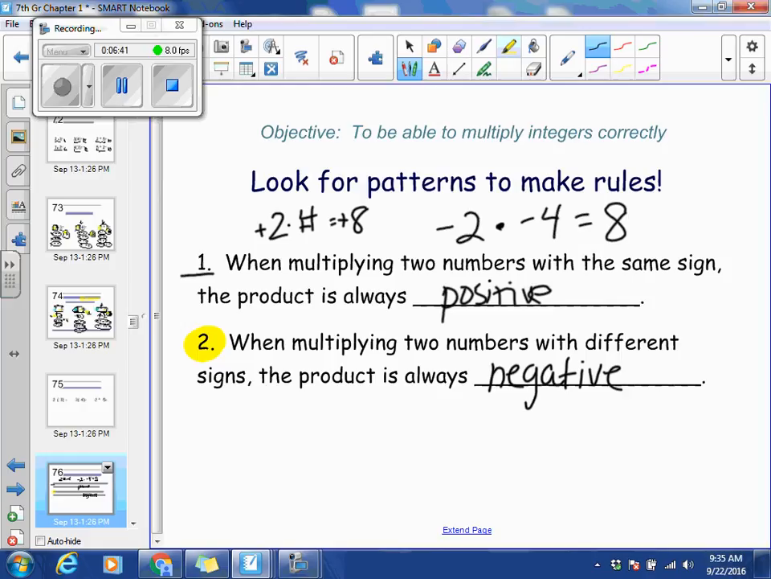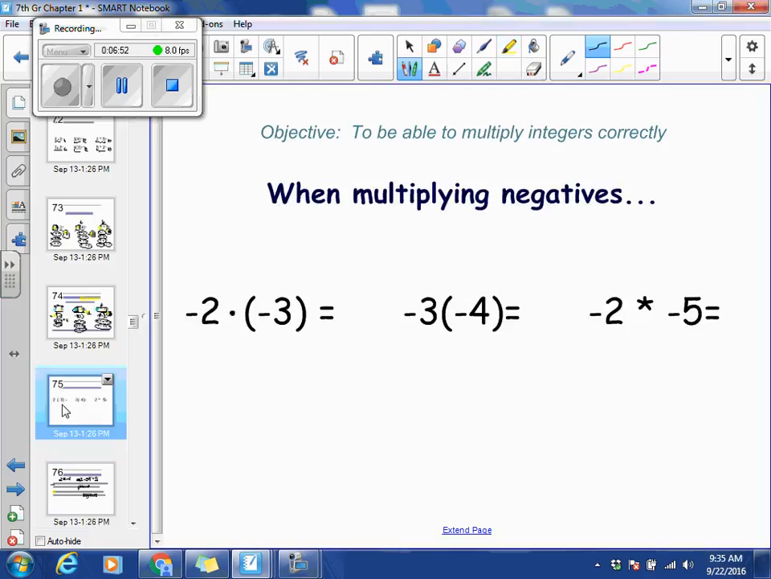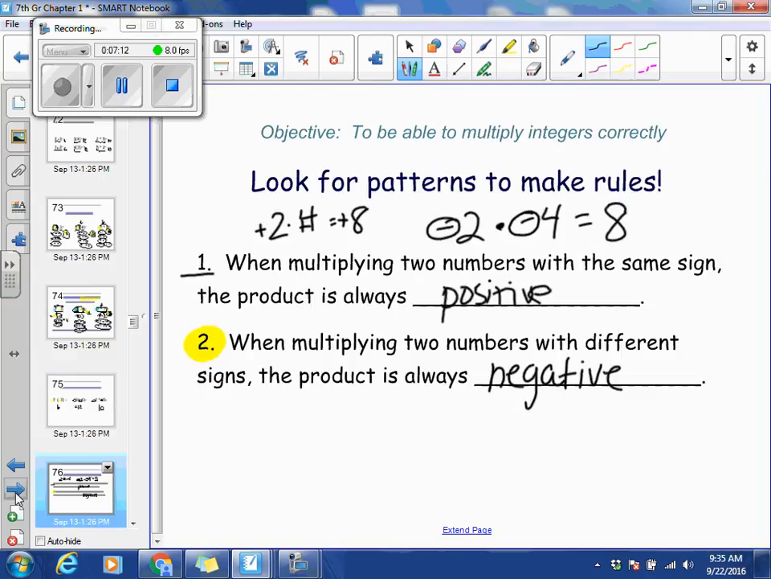I multiplied these 2 numbers, they were both positive, they had the same sign, so I got a positive answer. I multiplied these 2 numbers together, and they had the same sign, they were both negative, so I got a positive answer again. So same sign, positive answer; different sign, negative answer. We're going to go back and do a few of those with the same sign. So here, I've got a negative times a negative. They have the same sign, 2 times 3 is 6, same sign, positive answer. Same sign, positive answer, and same sign, positive answer.